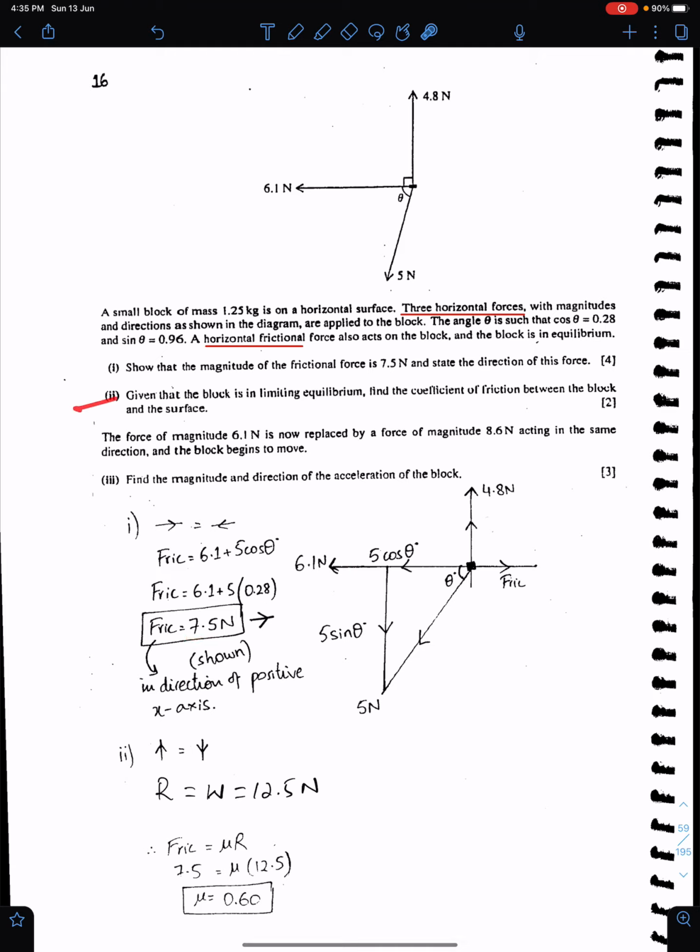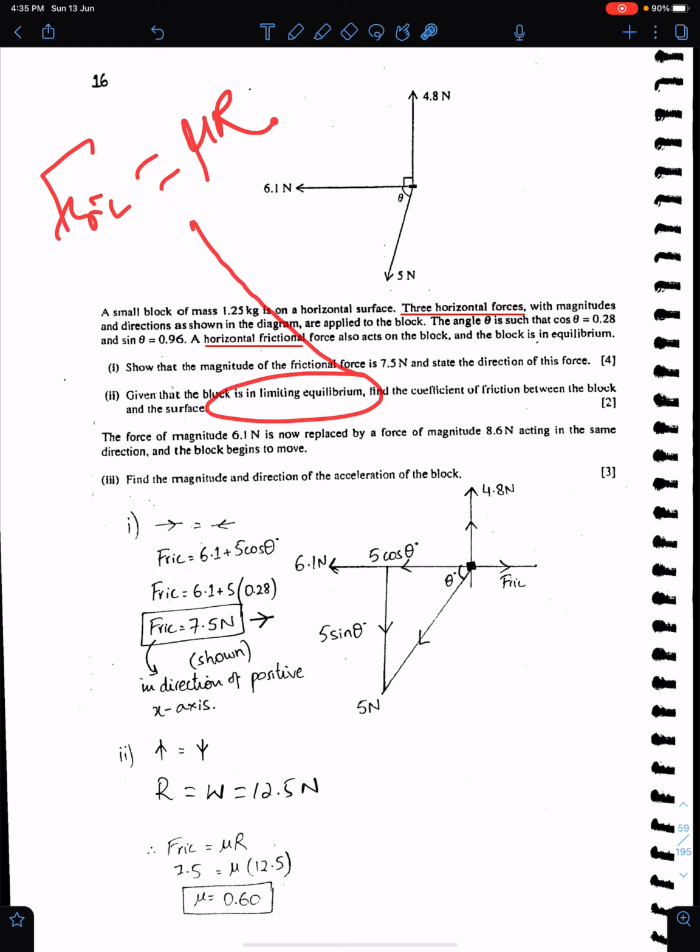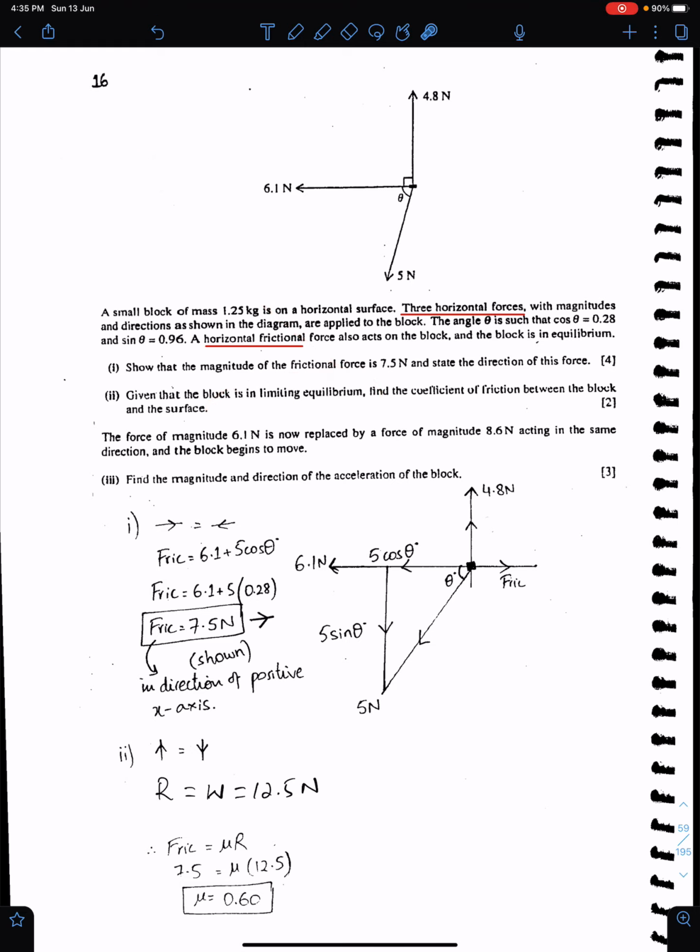And part 2, given that the block is in limiting equilibrium, means the block is about to move, and limiting equilibrium also means friction is mu R. Find the coefficient of friction between the block and the surface. With the help of this formula, we can get the coefficient of friction. R is the weight, which is 12.5, and friction is 7.5. Therefore, mu is 0.60.